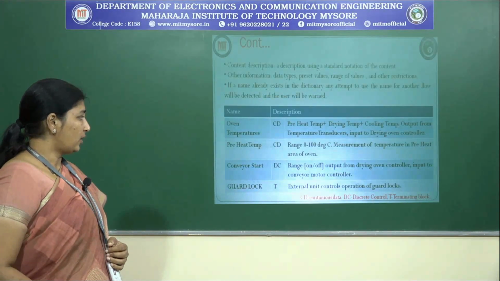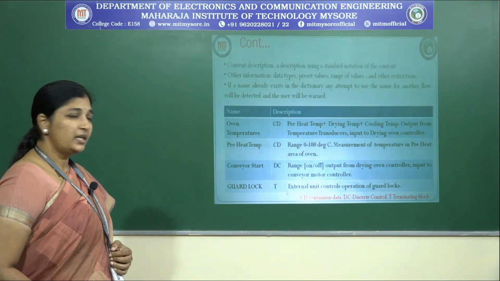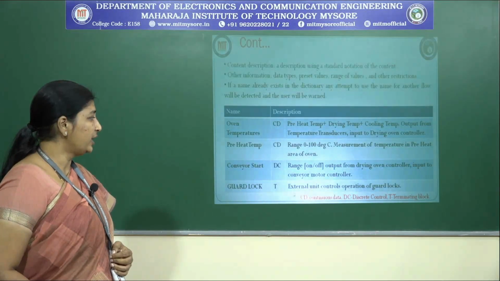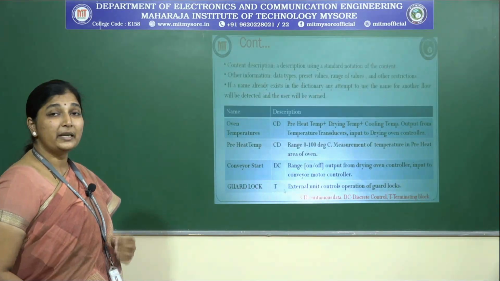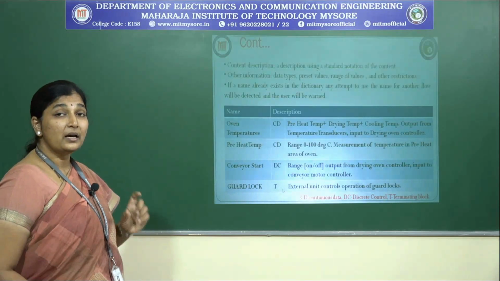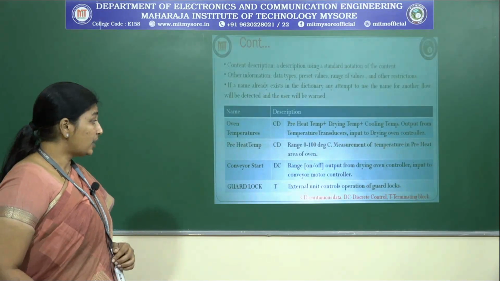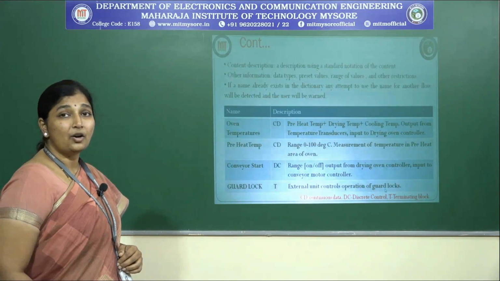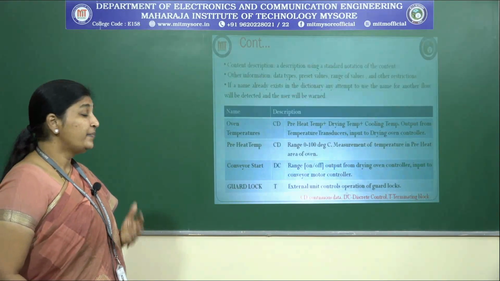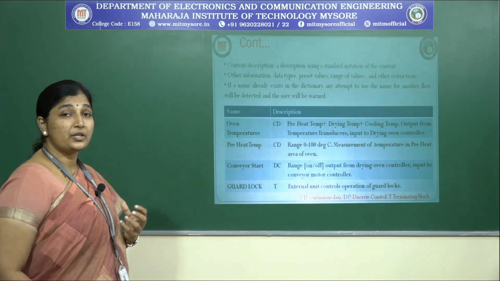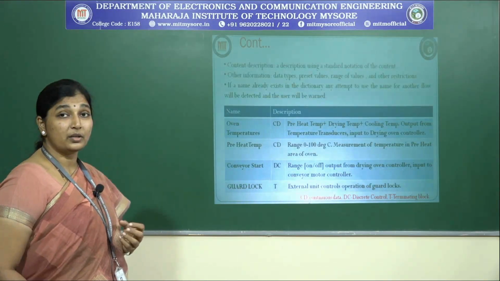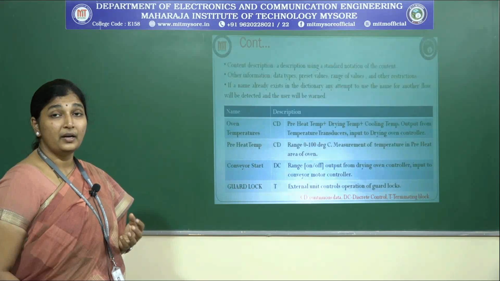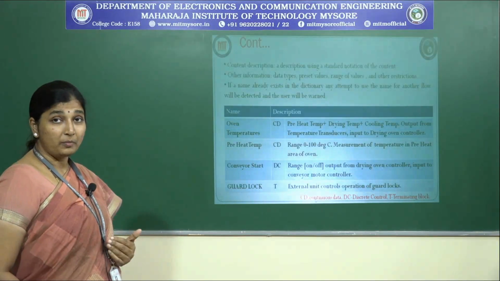Next, guard lock, that is T. What is T? It is nothing but your terminating block. The terminating block is represented as a rectangular block. Now you have external unit control operation of the guard locks. So you have the external operation of your guard lock. What are the three guard locks you have? In guard, out guard and the drop guard.